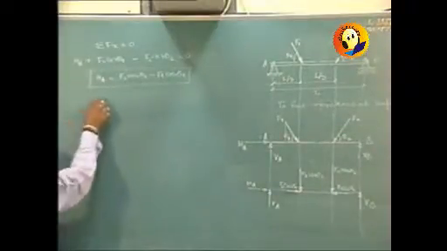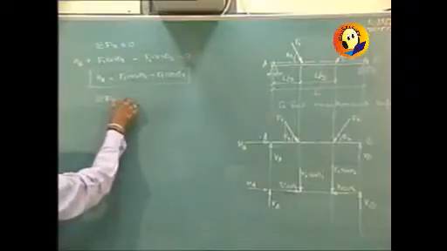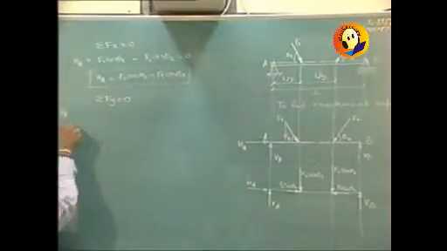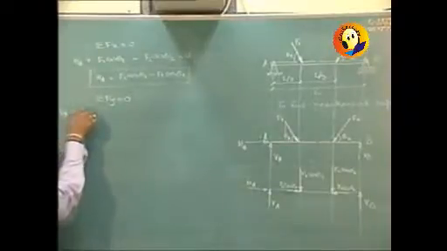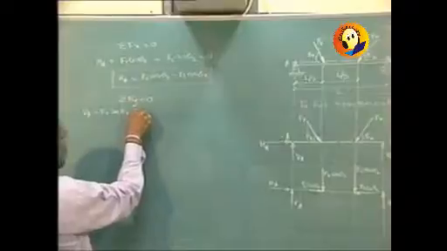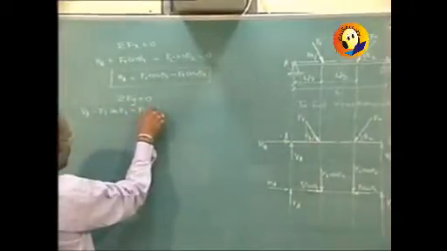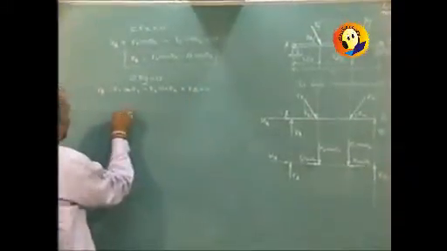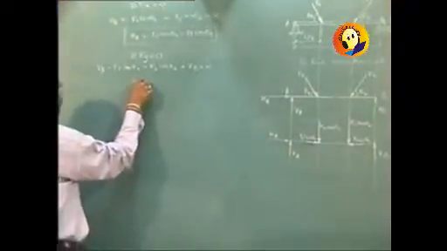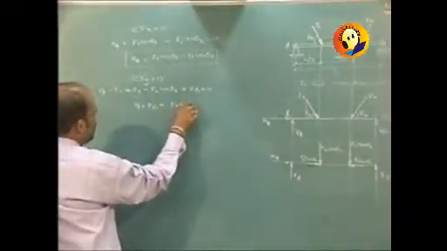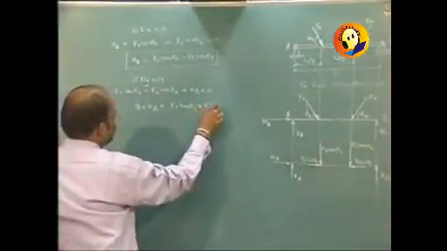Let us consider the second part, that is sigma Fy equal to 0. The equation will be written as VA minus F1 sin theta 1 minus F2 sin theta 2 plus VB is equal to 0, and therefore VA plus VB will come out to be F1 sin theta 1 plus F2 sin theta 2.